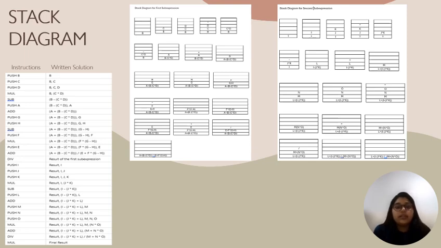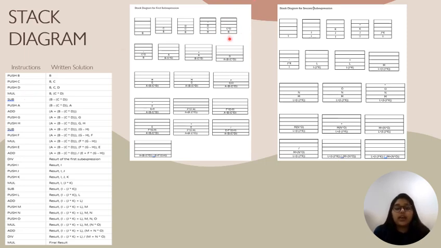When it says push B, first is B. Okay, so it's B, and then we have push C, with C and B, then push D. The bottom part remains the same, which will be B, C, and D. As you are adding more of the instructions, you have to put the new ones on top of the old ones. And then we have push B, push C, push D, and then multiplication.